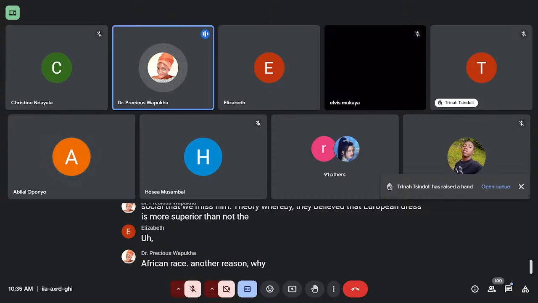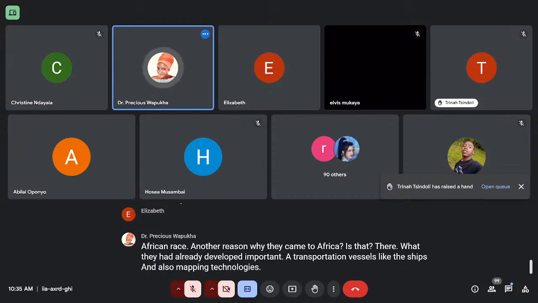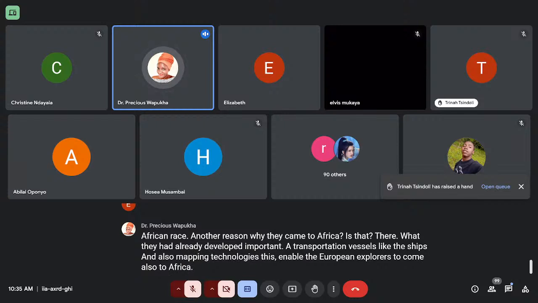Another reason why they came to Africa is that they had already developed important transportation vessels like ships and also mapping technologies. This enabled the European explorers and colonizers to come to Africa.